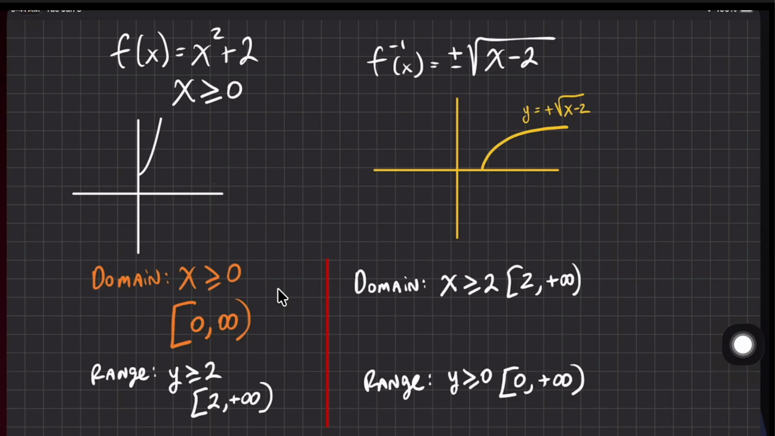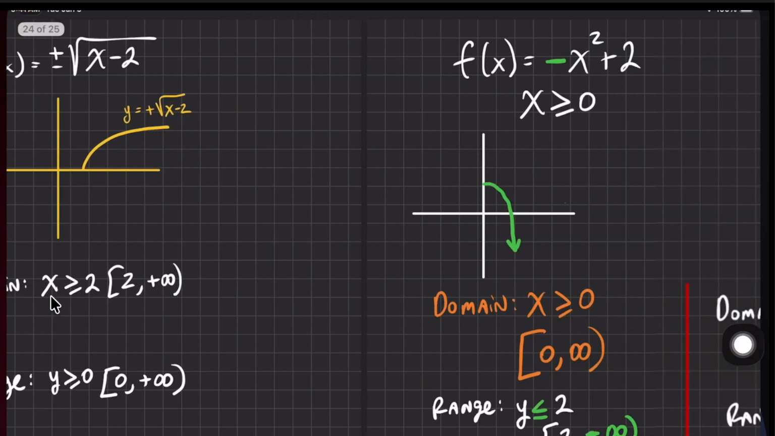Now, let's see what happens. Let's see if this holds true if we put a negative in front of that x squared term.